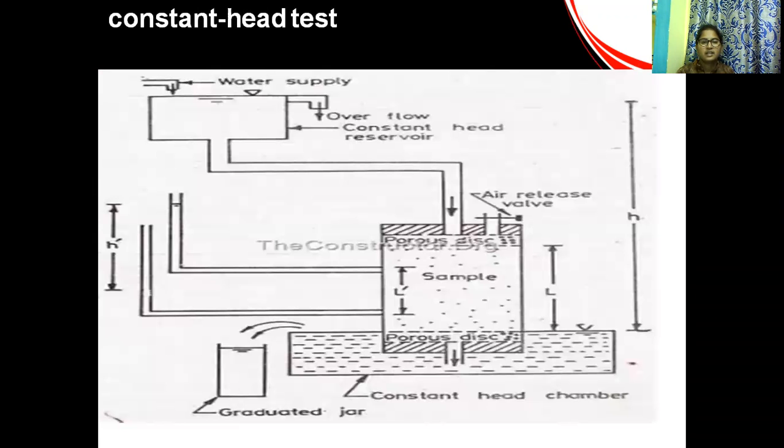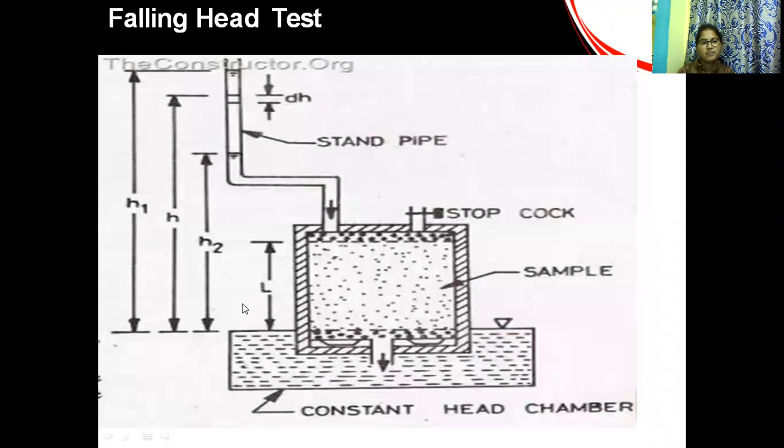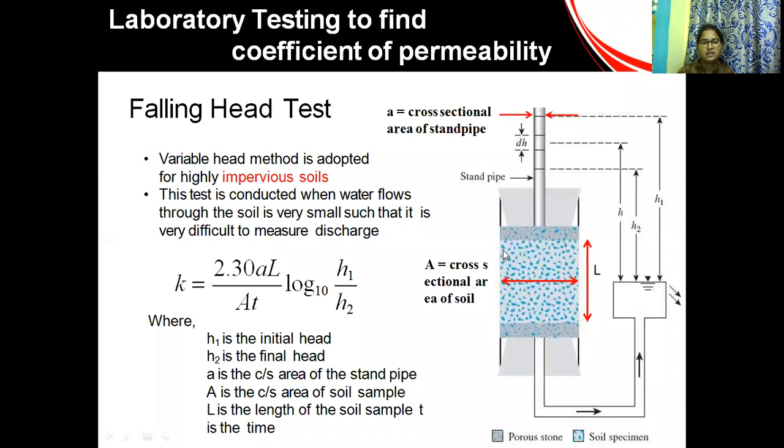In the constant head method, the head is constant and the outlet of the constant head will be connected to the inlet of the mold. The equation used is K = QL/AHT. Sorry for the inconvenience, here T will be there. And in the falling head test, the head will be varied. The equation is K = 2.3 AL/AT log(H1/H2).